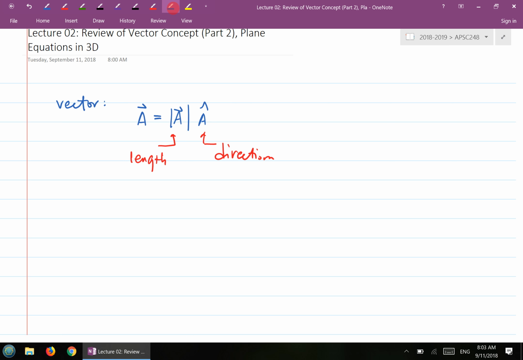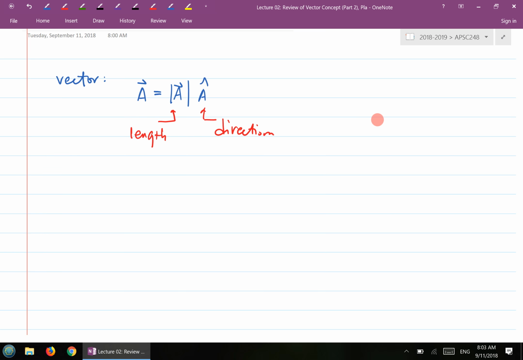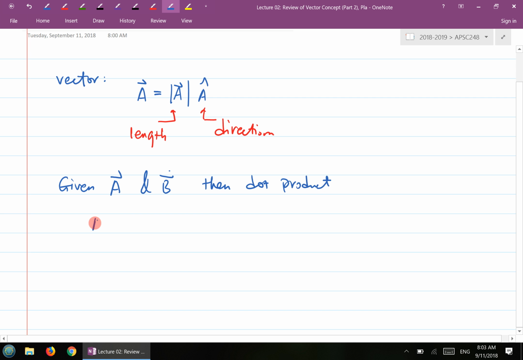Okay, so that's the important concept for vectors here. We also reviewed the dot product. Given two vectors A and B, the dot product A dot B is equal to this formula here. So the dot product gives us basically a scalar quantity.